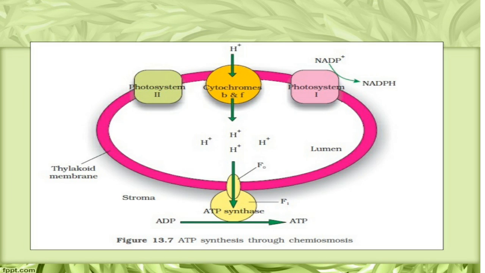See the ATP synthesis through chemiosmosis. Cytochromes, movement of proton, and F0 F1 complex is there in the membrane of the thylakoid. As the proton moves, the energy is released and that results in formation of ATP in presence of ATP synthase enzyme.